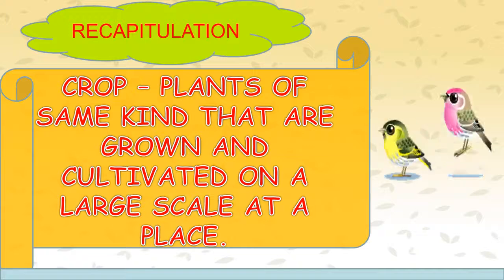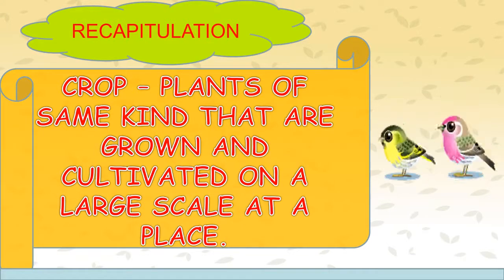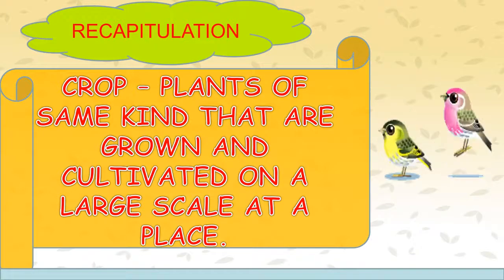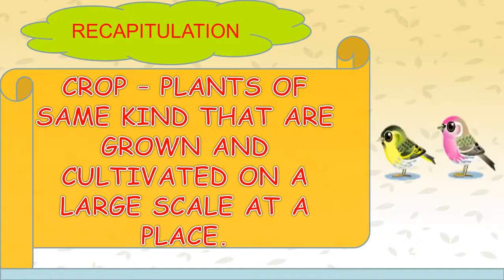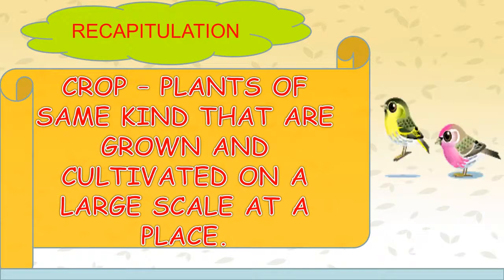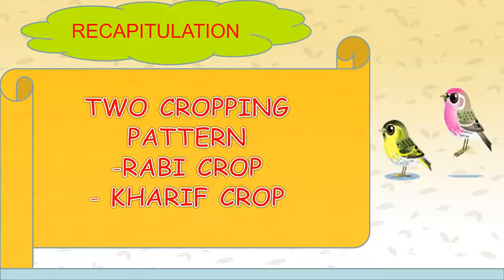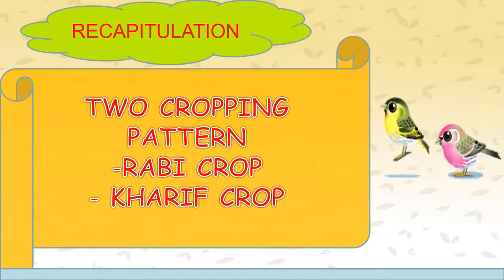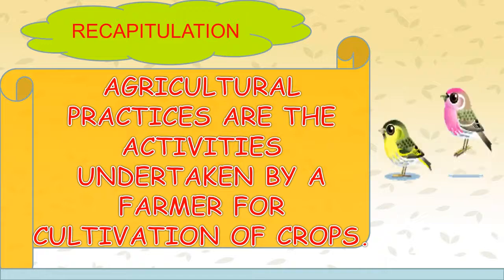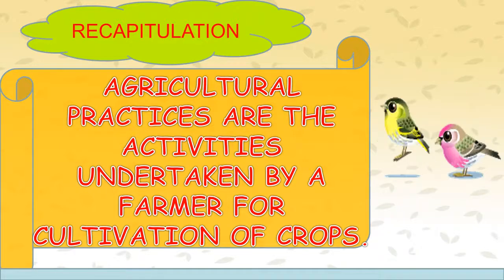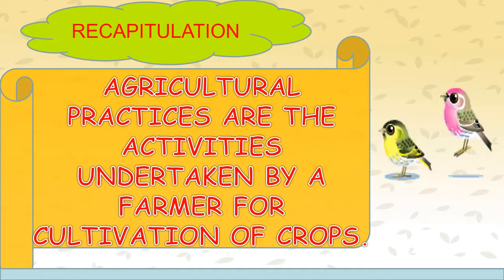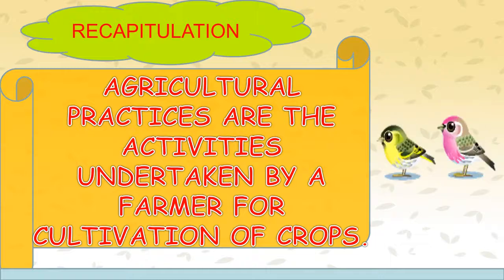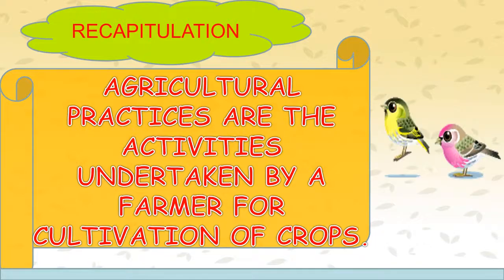Crop: plants of the same kind that are grown and cultivated on a large scale at a place. Two cropping patterns: Rabi crop, Kharif crop. Agricultural practices are the activities undertaken by a farmer for cultivation of crops.